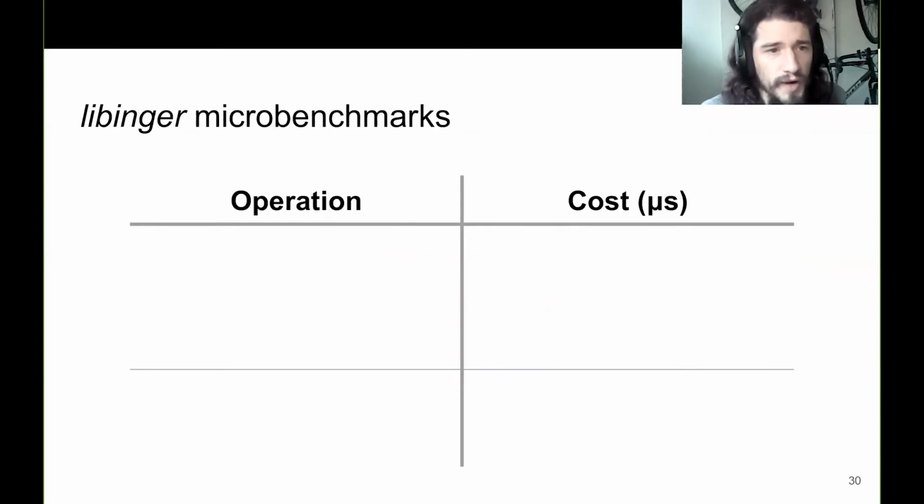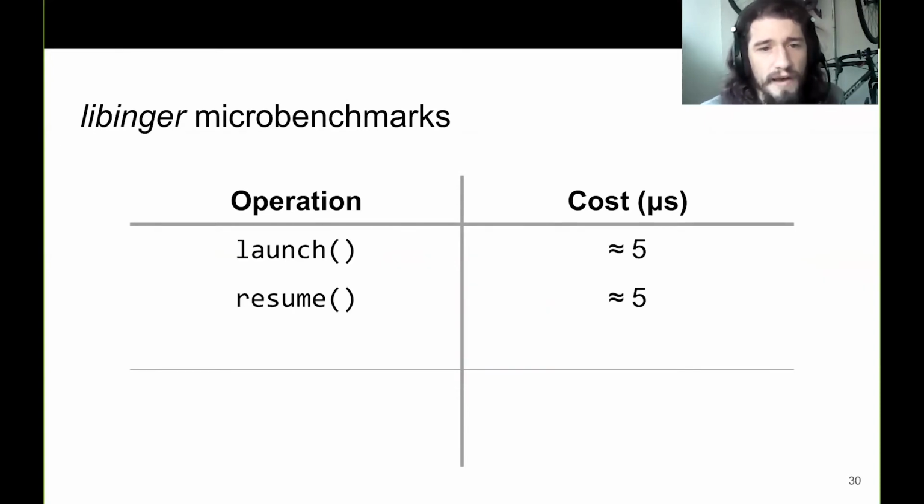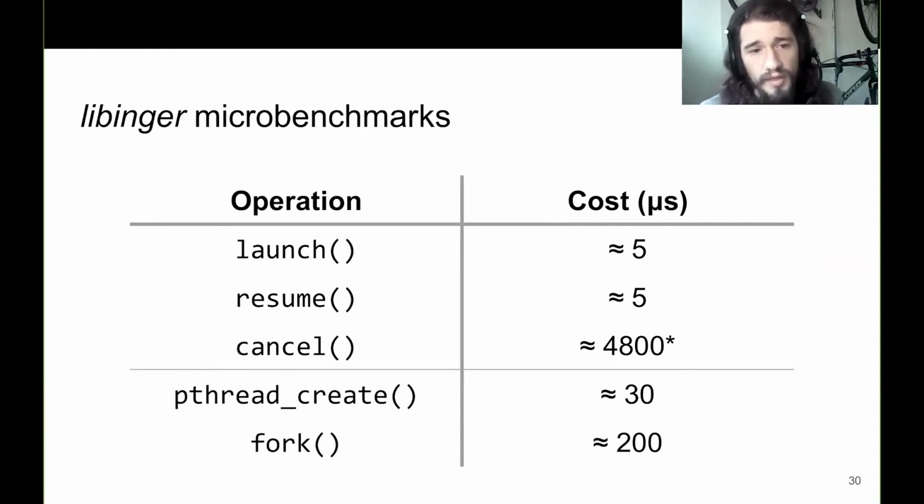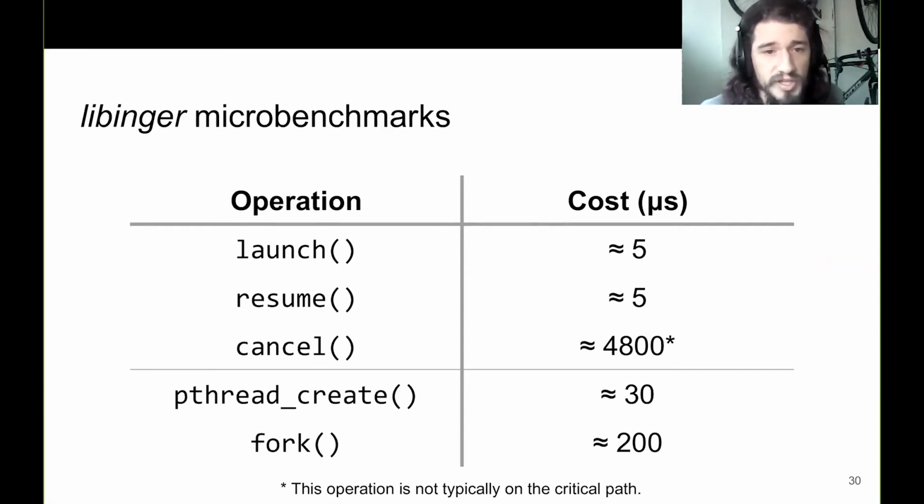We've run some micro benchmarks to demonstrate the performance characteristics and found that launch and resume each has a cost of about 5 microseconds. Looking back at thread creation and process creation, that's an order of magnitude or 2 orders of magnitude better, respectively. Now, the slow operation currently is cancel, which takes an order of magnitude longer than fork. But that operation is not typically a critical path operation. You can, for example, use a separate Reaper thread to clean up that state.